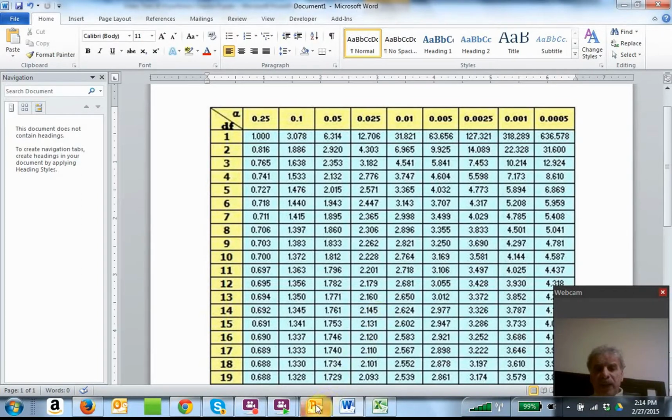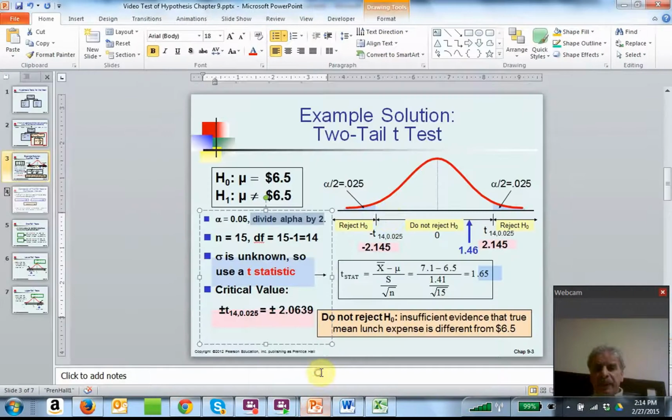So if I go back to PowerPoint, I can construct my rejection region. Any T less than minus 2.145 is going to be my rejection region to the left. And any T more than 2.145 would be in my rejection region on the right side. So I have two rejection regions, one on the right and one on the left.